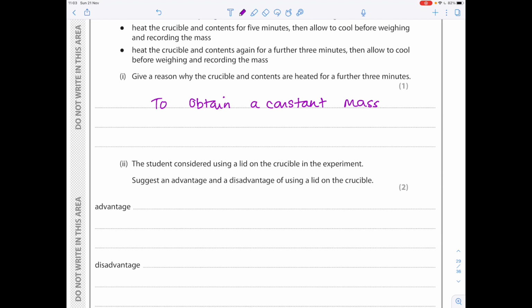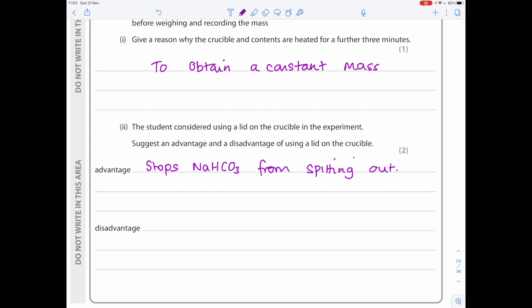The student considered using a lid on the crucible in the experiment. Suggest an advantage and disadvantage of using a lid on the crucible. Well, an advantage would be to stop any of that sodium hydrogen carbonate spitting out. However, the disadvantage is it would mean that the carbon dioxide and water which are escaping wouldn't be able to leave as easily.